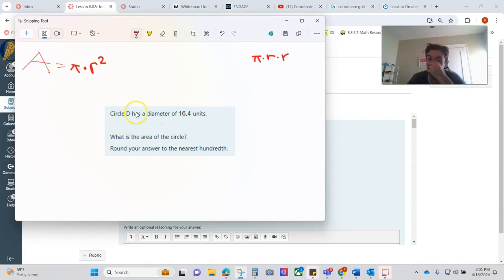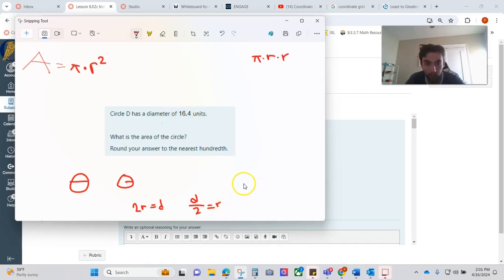This question tells us what the diameter is. Diameter is all the way across the circle, but radius is just halfway across the circle. So two radiuses make a diameter. That also means if I cut my diameter in half, I get a radius.